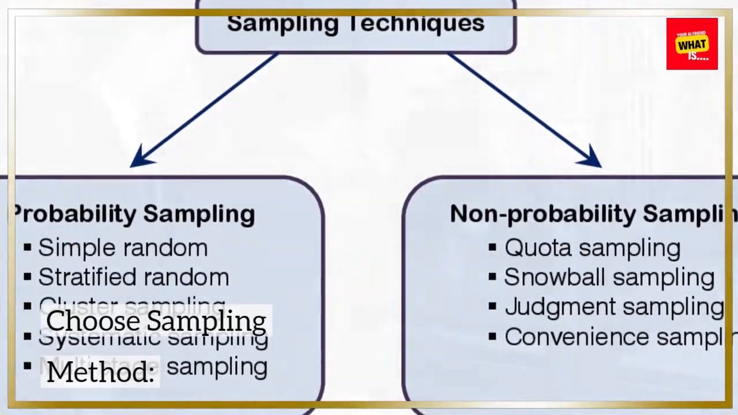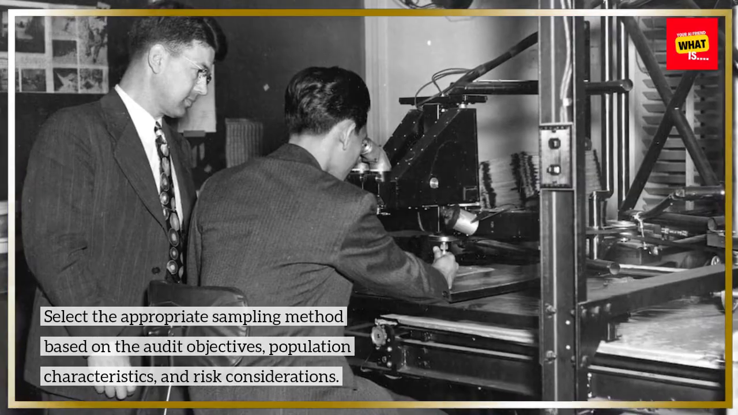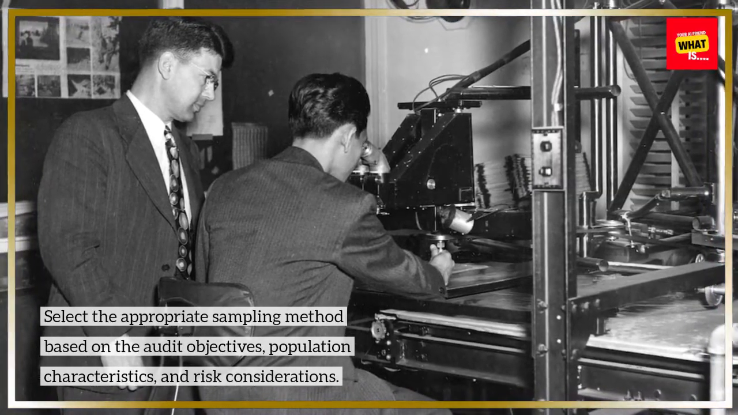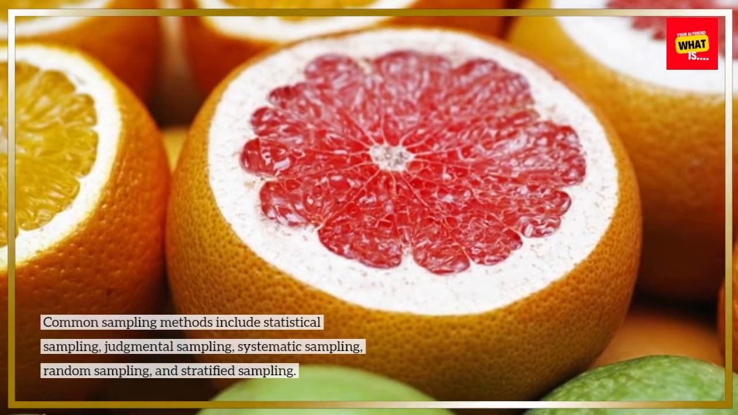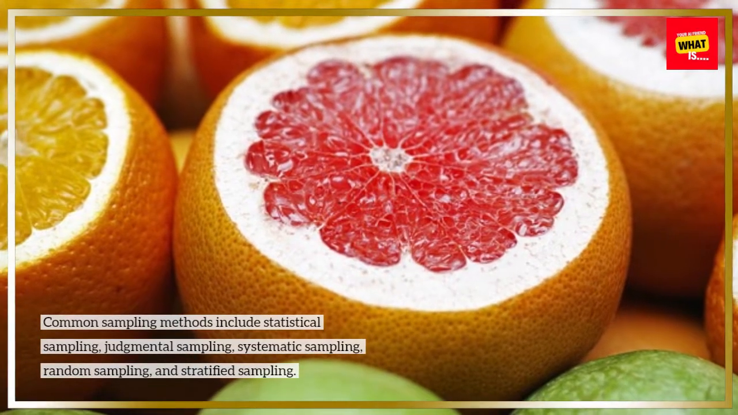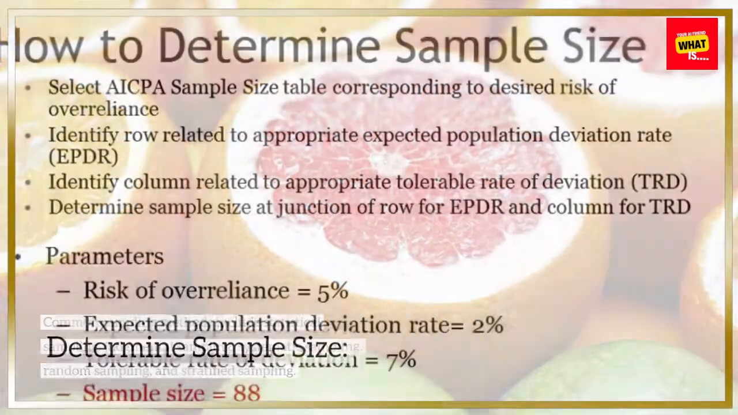Choose sampling method. Select the appropriate sampling method based on the audit objectives, population characteristics, and risk considerations. Common sampling methods include statistical sampling, judgmental sampling, systematic sampling, random sampling, and stratified sampling.